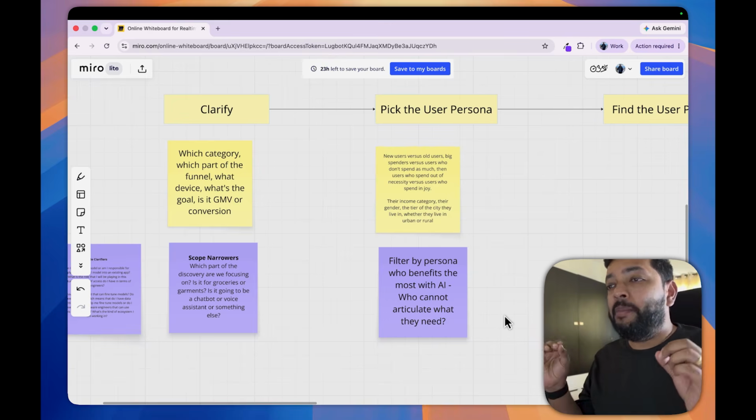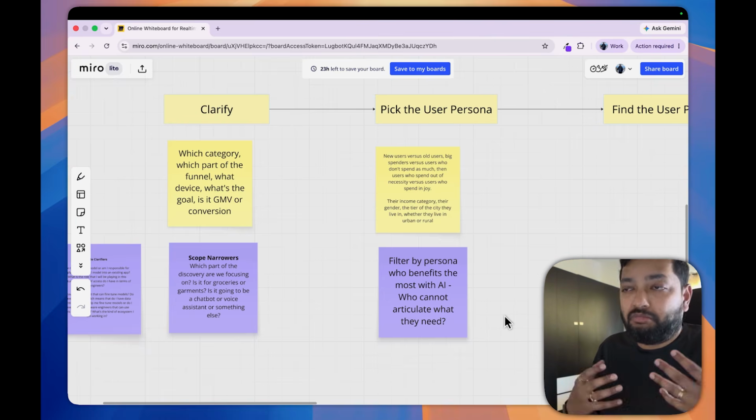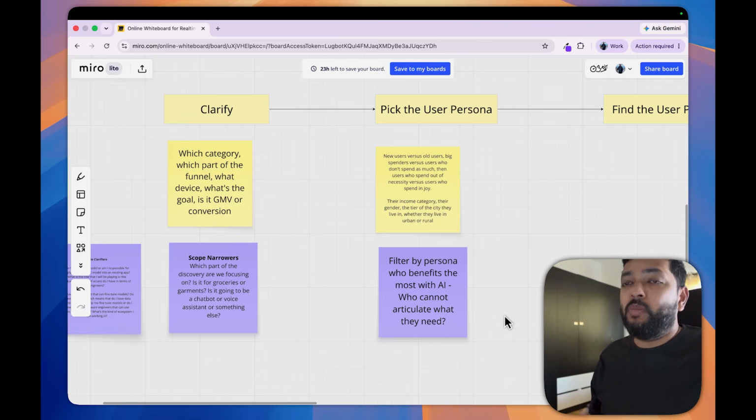So the typical persona that is there is the persona that quote unquote finds your product tough. Now this could be because the product is in a different language. It could be because the product just doesn't make sense to them. It could be because it uses technical terms that they don't understand.